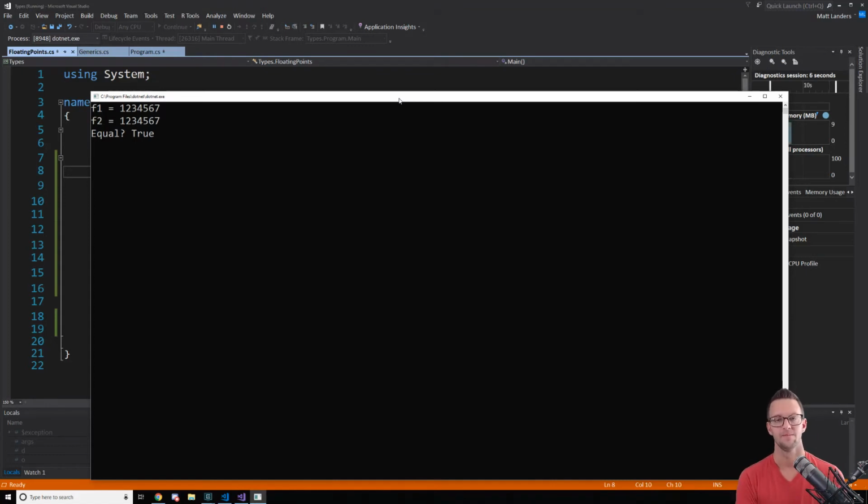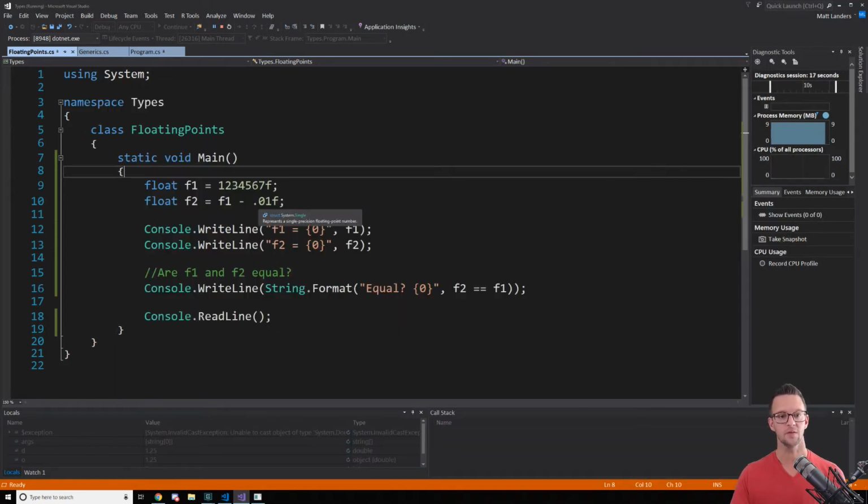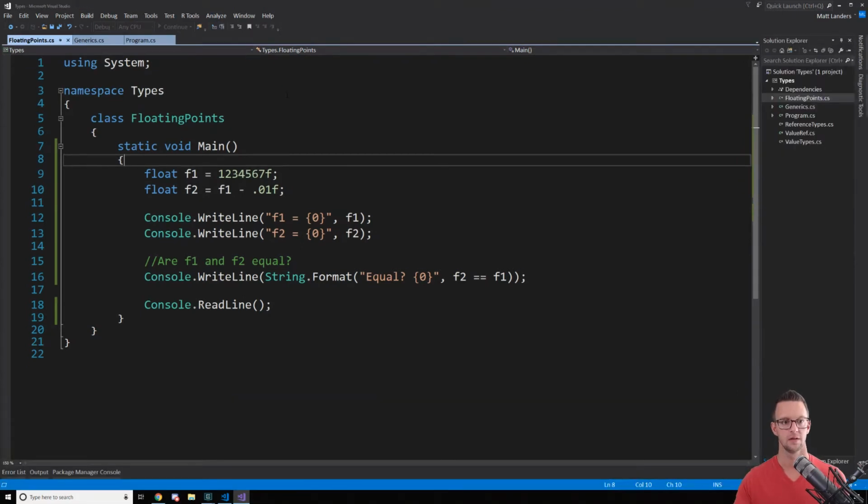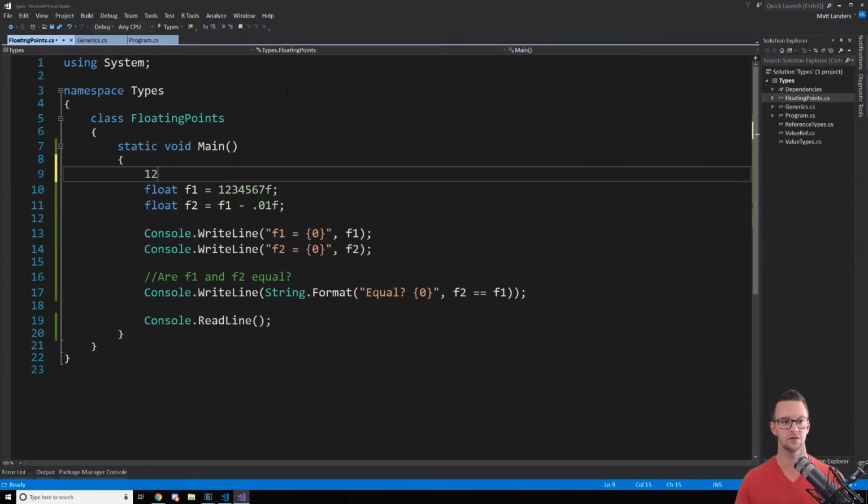Why is that? What we did was we said 1, 2, 3, 4, 5, 6, 7. That's the level of accuracy that we get with floats in C#. And then we subtracted 0.01. But that 0.01 comes after the 7, which is already 7 digits. So it just doesn't care about it anymore. It can't store that number, so it gets rounded off. It should have looked like this, right? 1, 2, 3, 4, 5, 6, 0.99.